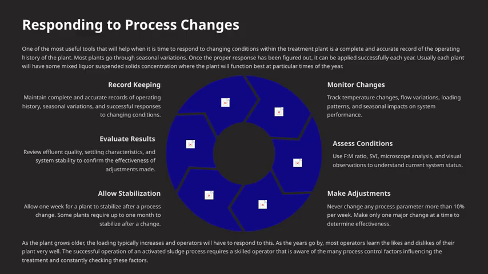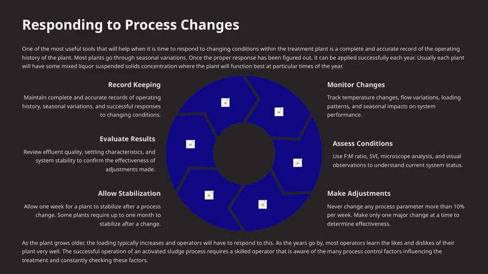After implementing a change, give the system time to stabilize, usually about a week, but some plants may need up to a month. Patience here ensures that we see the true effect of our adjustments. Finally, it's important to evaluate the results carefully. We review the effluent quality, settling characteristics, and overall system stability to confirm whether our adjustments have been successful.